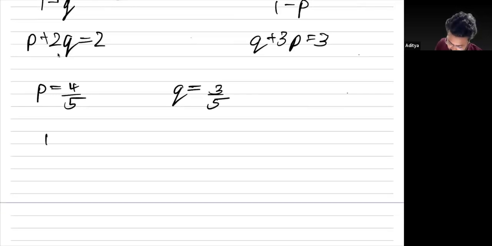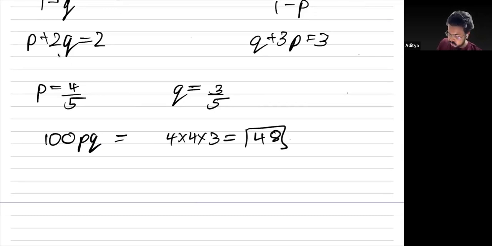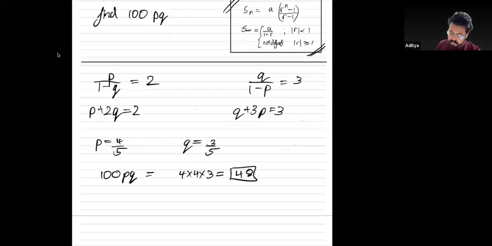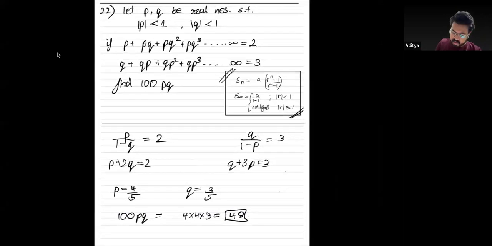And then you get 100 PQ is equal to 25 times 4 times 4 times 3, which is equal to 48. So Pushkar and Alok are also correct. See, there was nothing very complicated in this question. You just have to understand the sum of GP and apply it.